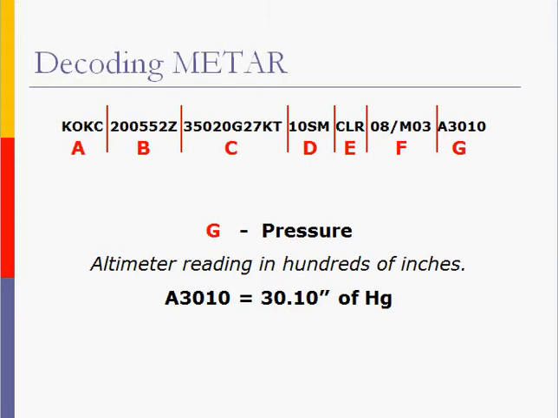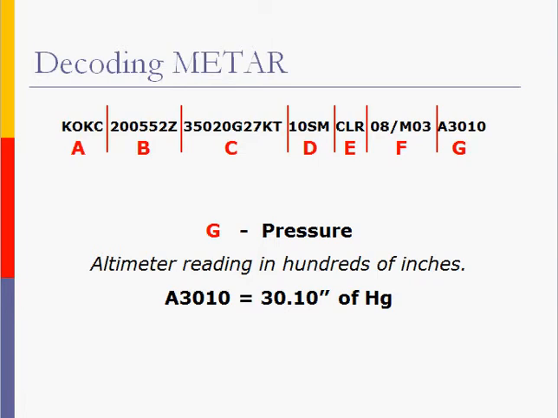Okay, and then G, the last piece of information for this particular METAR, is a 5-character string that gives atmospheric sea level pressure information, specifically using units of hundredths of inches of mercury. And mercury has the chemical symbol Hg. So the element mercury has the symbol of Hg. And the A at the beginning of the sequence stands for altimeter reading.